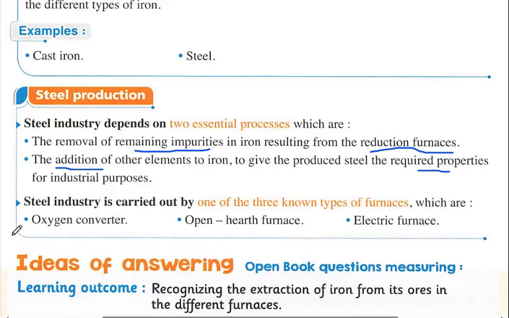In the previous curriculums we studied all these in detail, but here the steel industry is carried out in one of three types of furnaces. Only the names. When you are asked what the furnaces are where steel is produced, you have to know that they are the oxygen converter, the open hearth furnace, or the electric furnace. They are furnaces like the Midrex and blast furnaces, but they are used in the production of steel: oxygen converter, open hearth furnace, and electric furnace.